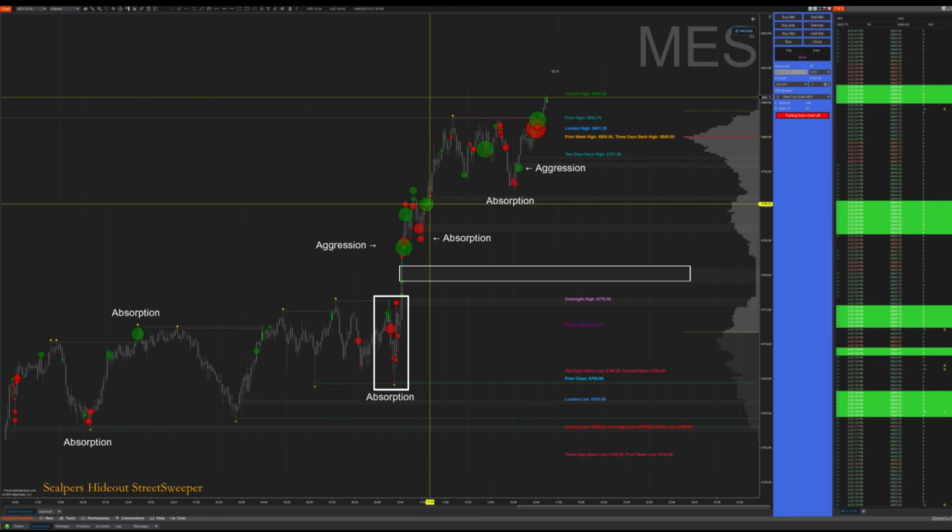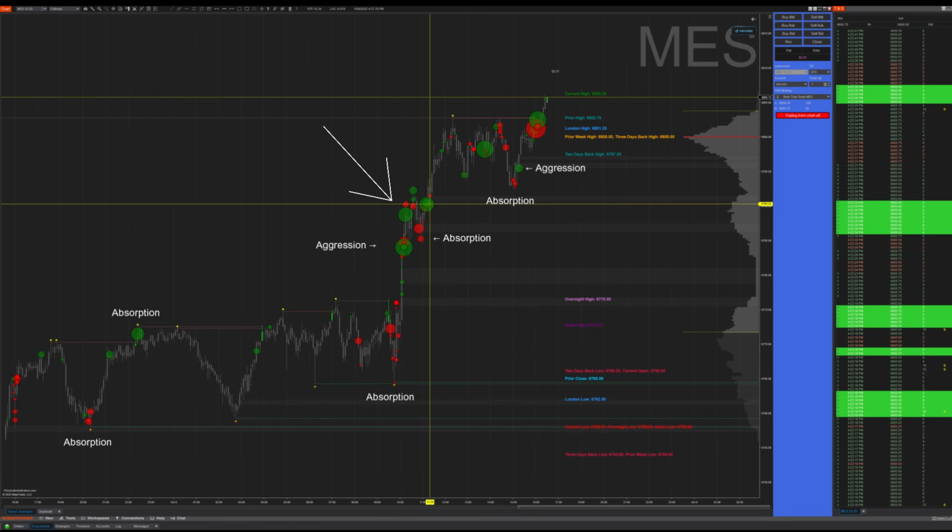I do see some sellers stepping in there with the red bubble, which happened first, actually. You can see the green bubbles are on top of that bigger red bubble. So we did run into a little bit of resistance there, some sellers. But when I saw the buyer aggression, I still stayed in that trade. And I stayed in that trade all the way up until that next green bubble where I saw us starting to get absorbed. I figured it was time for a little pullback, so I took my profit at that point.